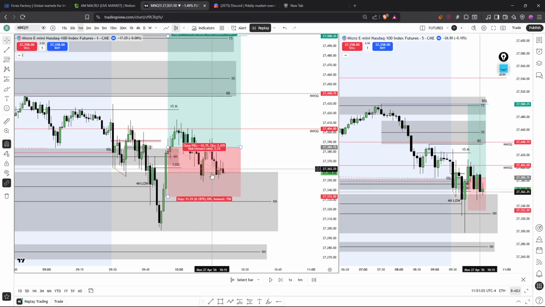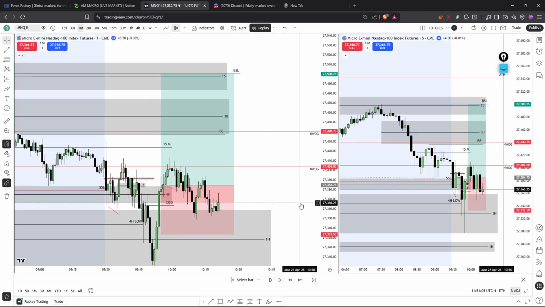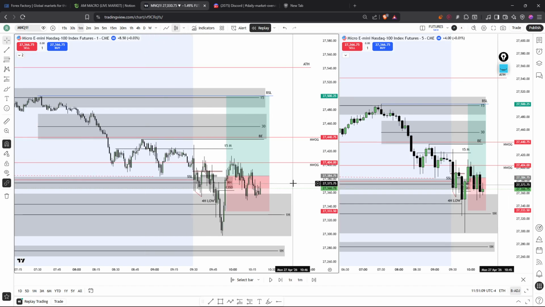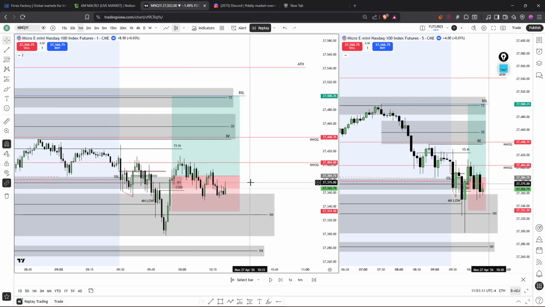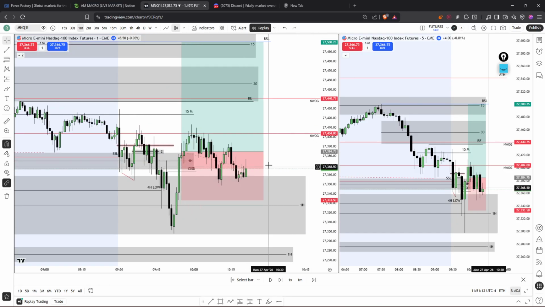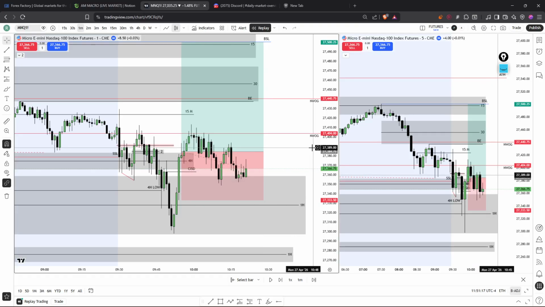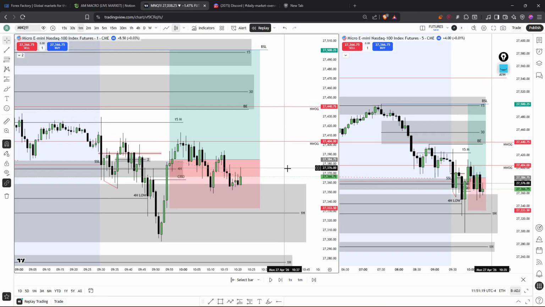So initially I thought that we could reject the 1 hour gap and still continue to the upside, but that didn't happen at all. Yeah, this is a perfect setup in my opinion, but right now the markets are behaving a bit weird. So yeah, that was yesterday's trade.